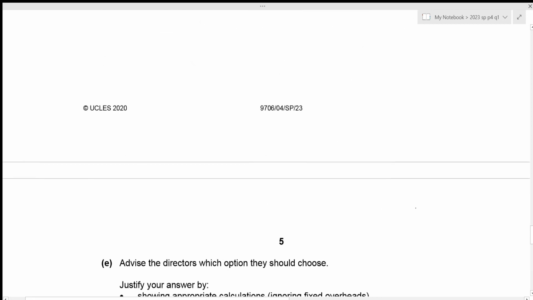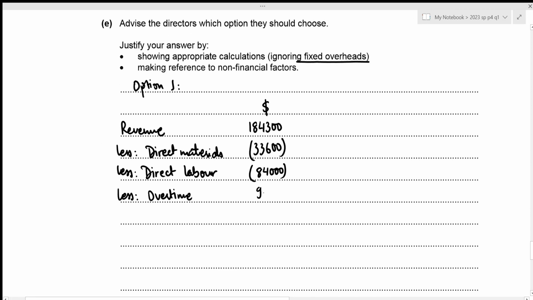Let's write it down. This concludes all of our variable cost, and we can ignore the fixed overheads, right? So we can just figure out the contribution. The contribution for option 1 is just going to be the sum of these four amounts. That's 184,300 minus 33,600 minus 84,000 minus 9,000, which results in 57,700.